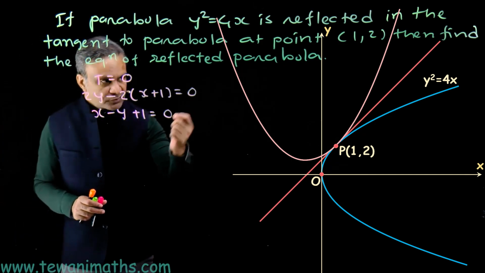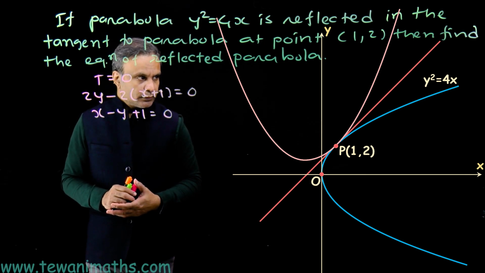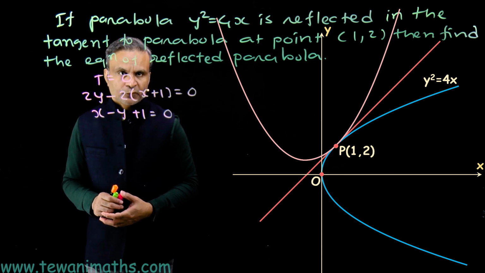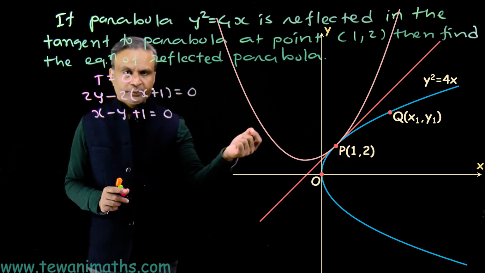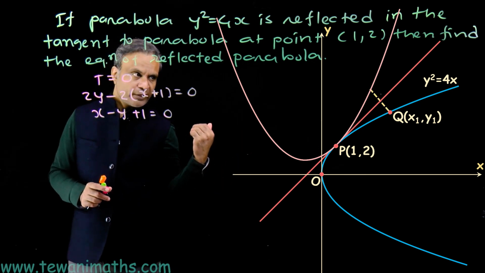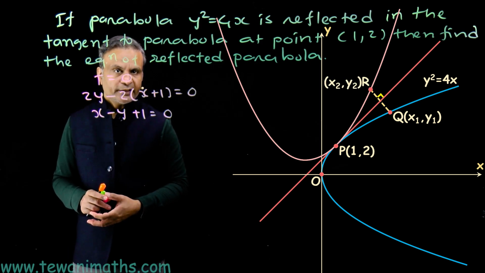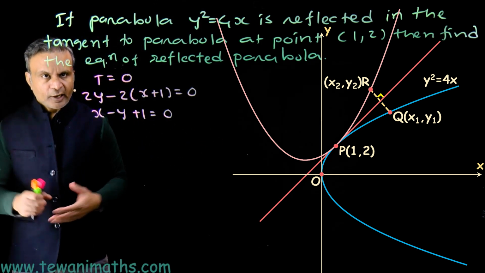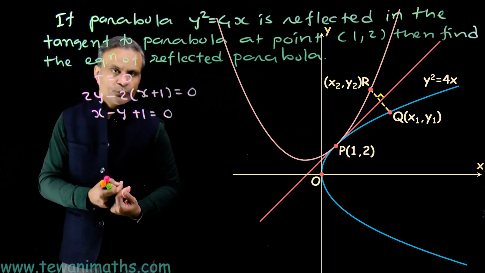How can we get equation of this parabola? Which concepts can we use? Consider point Q on the given parabola having coordinates x1 comma y1. We reflect this point in tangent line. We get reflected point R having coordinates x2 comma y2. Now how do you relate coordinates of point Q and R?